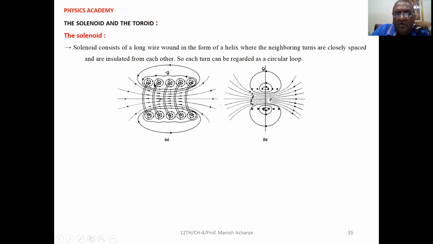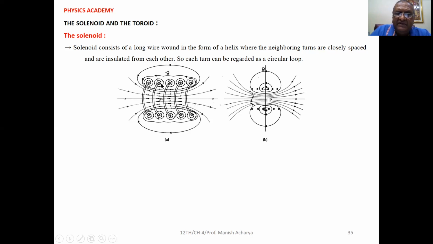Now all these are turns. If the current is flowing through these turns, then the magnetic field produced by these current carrying turns will be as shown in the figure. But here is the interesting thing. Suppose we consider these two consecutive turns.